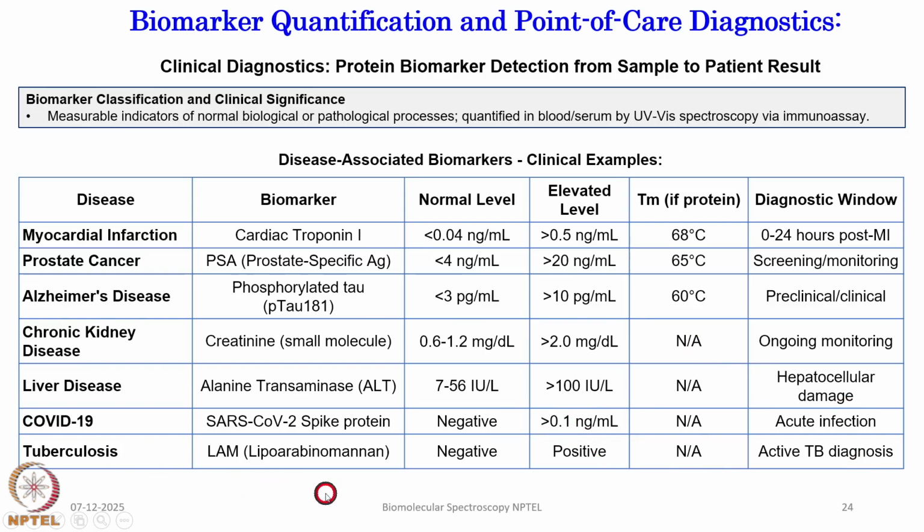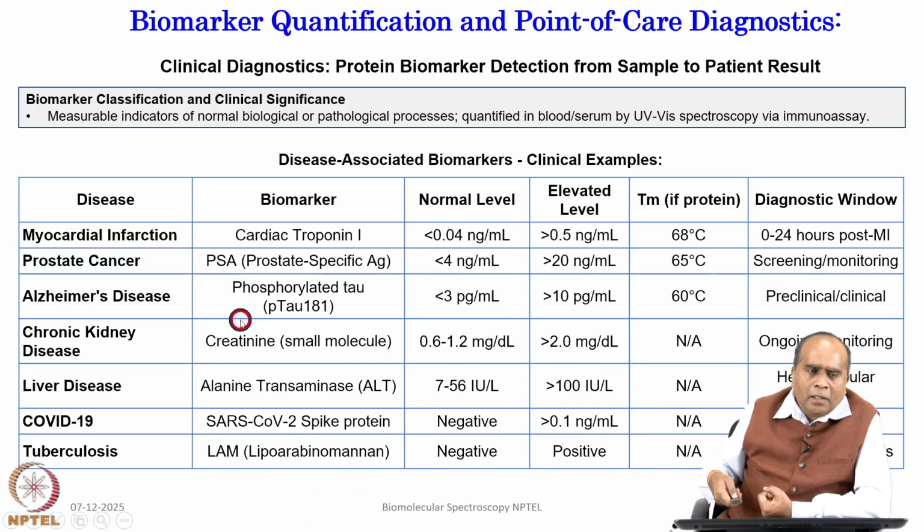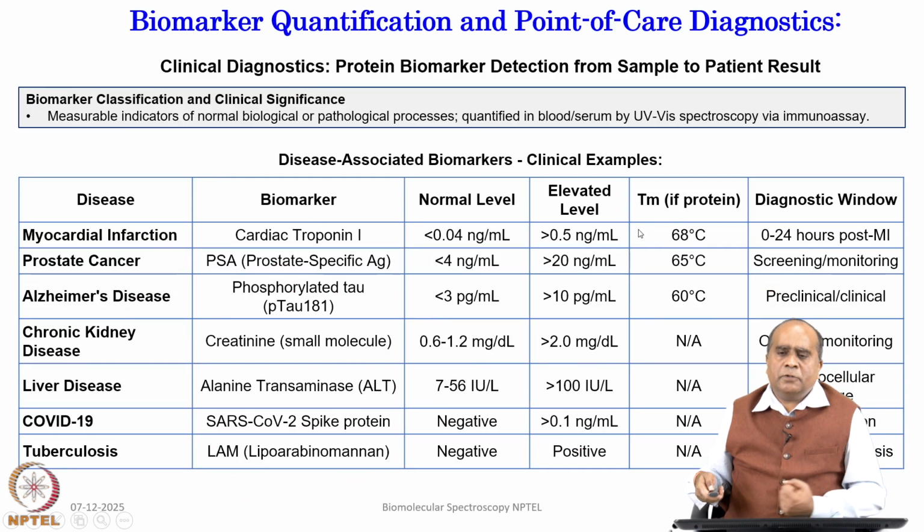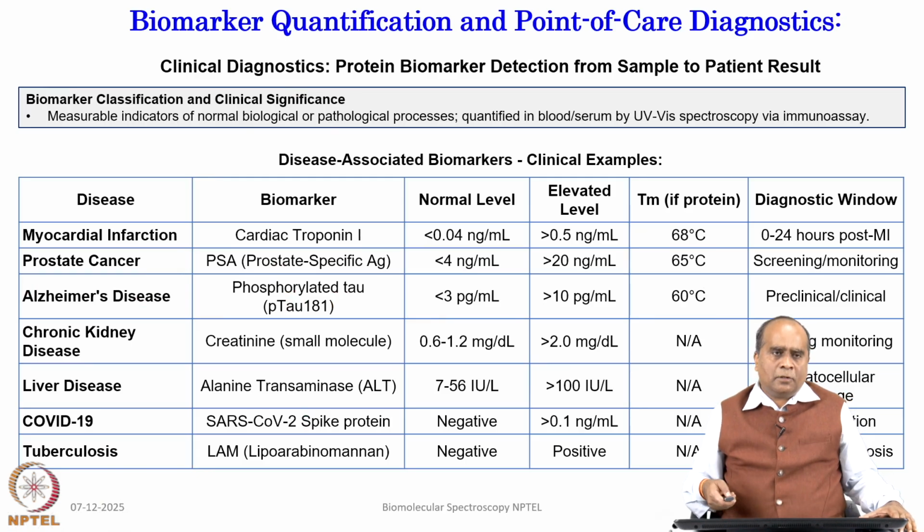For tuberculosis, the LAM, right. So, LAM can be measured; in the normal case it should be negative, and in the infected case it should be positive. So, it can be used for active TB diagnostics. So, all these protein biomarkers, using UV visible, you can find out whether they are present or not, and one can get the diagnostic test using the simple concept.